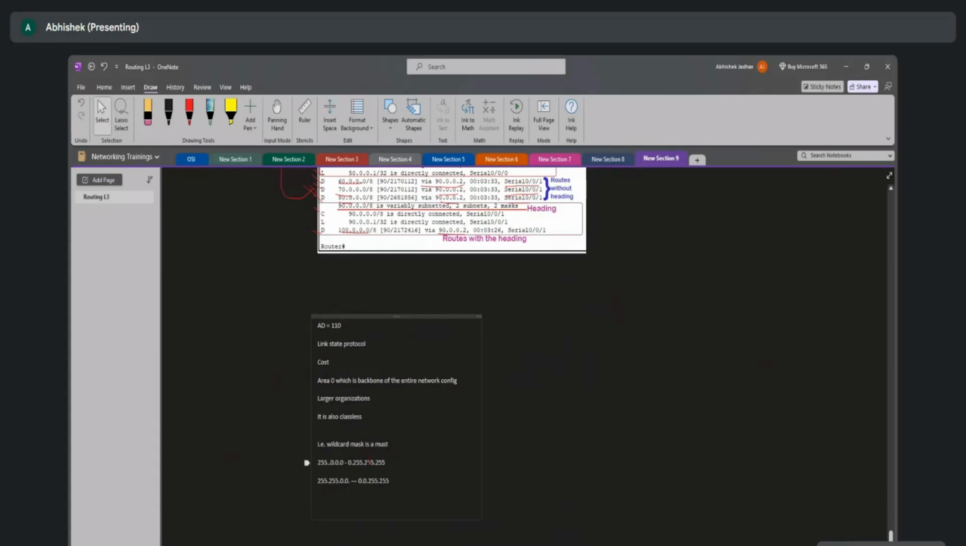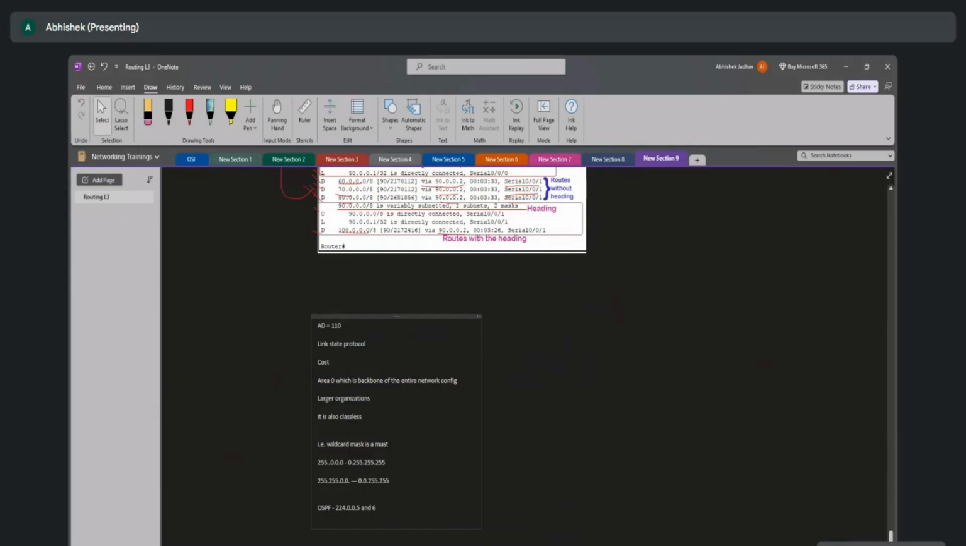Right. Now, what's the multicast IP address of OSPF? I told you that all the routing protocols use a multicast IP address, which is a class D IP address. Right. Okay, so it is 224.0.0.5.